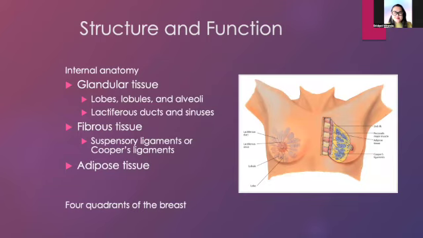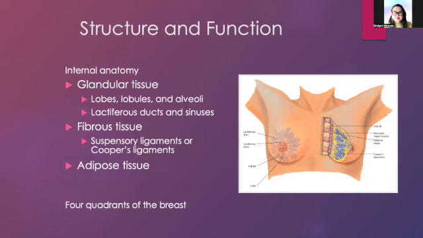The breast has glandular tissue, but it also has fibrous tissue. This includes the suspensory ligaments and also the adipose tissue. The glandular tissue contains 15 to 20 lobes radiating from the nipple, and these are composed of lobules. Within each lobule are clusters of alveoli, and these alveoli produce milk.